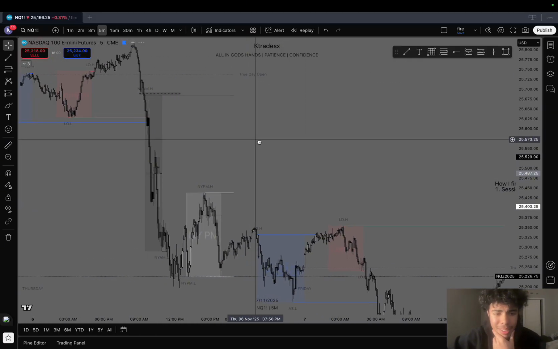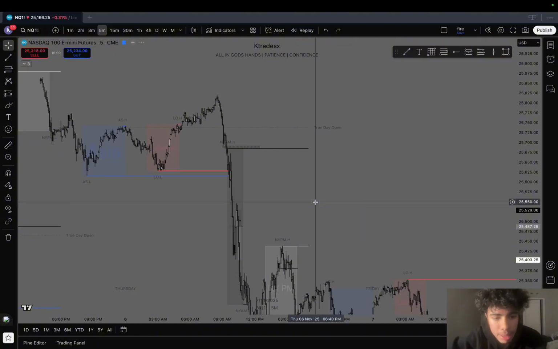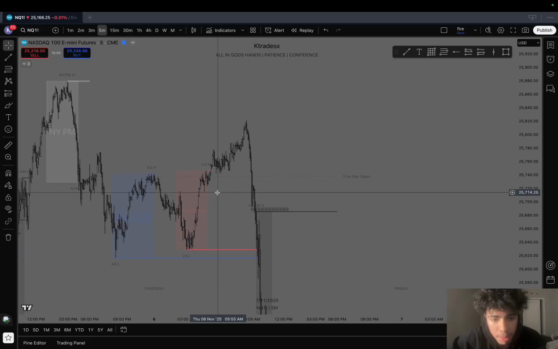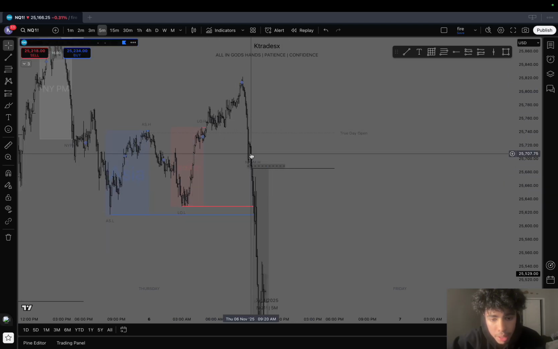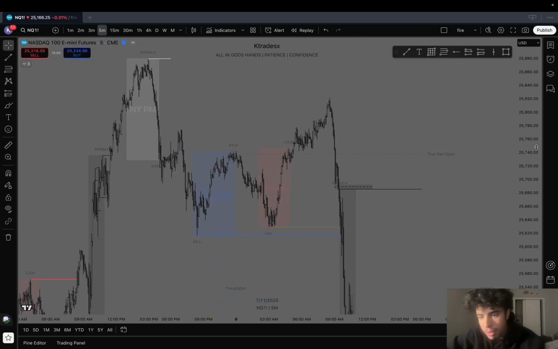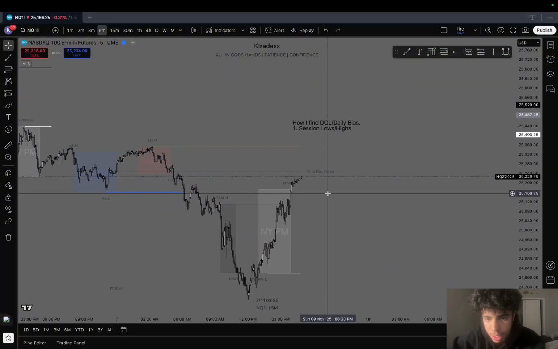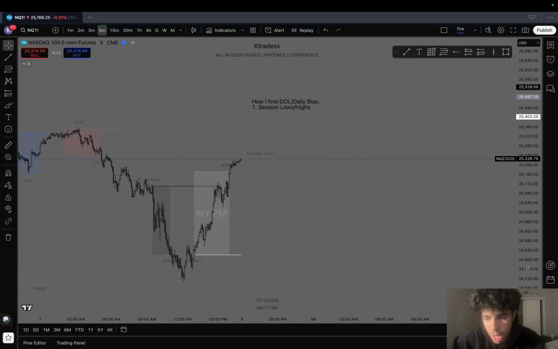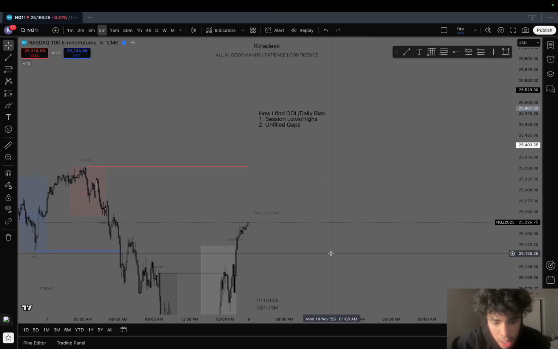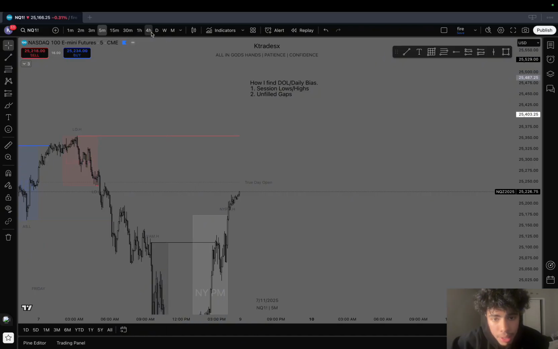It was pretty much simple, very simple, very obvious. As you can see here, both Asia and London accumulated, generating liquidity to the upside. Boom, just all that liquidity. AM opens, boom, takes out both of them, moves even lower. That is pretty self-explanatory. I'm sure a lot of people use it, so obviously it's going to be the first one as we get into this video.